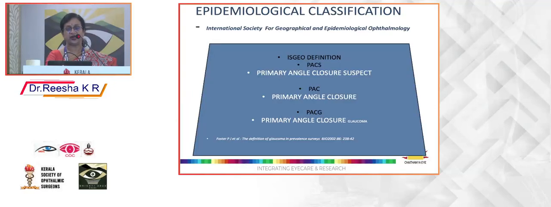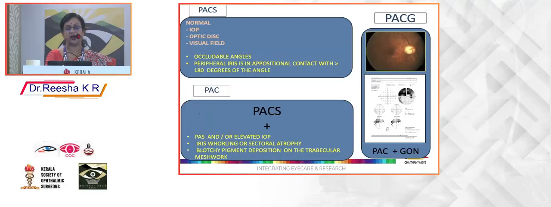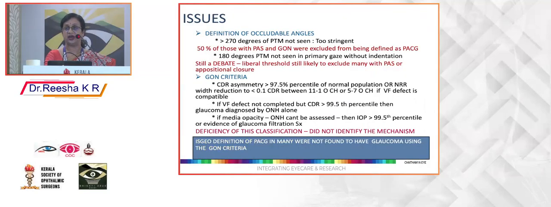The epidemiological classification, put forward by the International Society for Geographical and Epidemiological Ophthalmology, is actually very popular, and it categorizes into three groups: the primary angle closure suspect, wherein you have a normal disc and field but occludable angles, while the primary angle closure has peripheral anterior synechiae, and primary angle closure glaucoma has both disc changes and correlating field defects. Here again, the issue is, what is the definition of occludability?